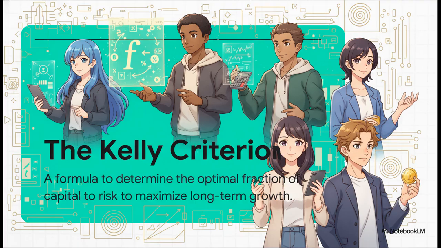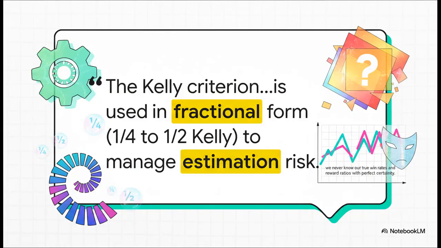It's a famous formula that tells you the optimal fraction of your capital to risk on a bet to maximize your long-term growth. It's designed to make your account grow as fast as mathematically possible. But, and this is a huge but, you have to pay attention to this, the textbook is very clear. The Kelly criterion is used in fractional form to manage estimation risk.